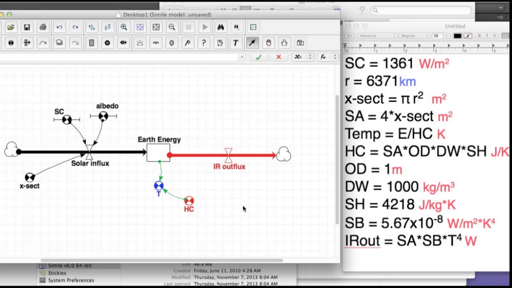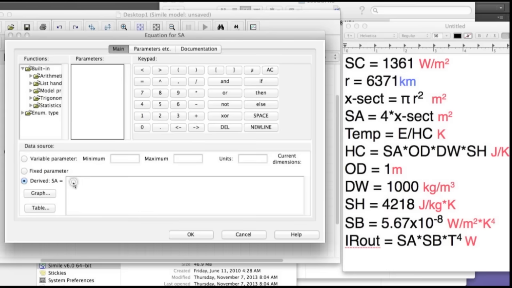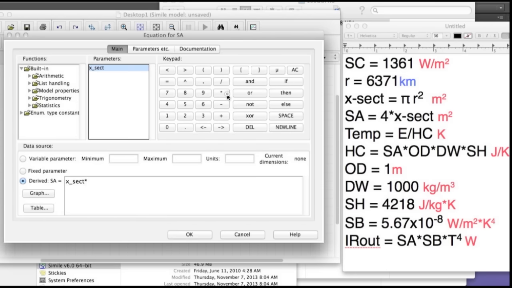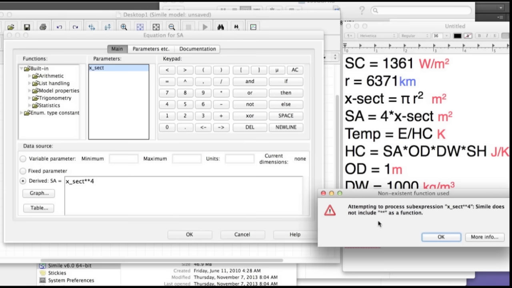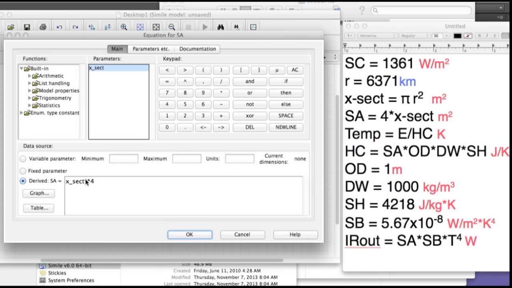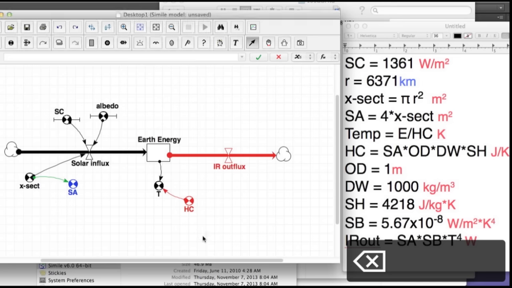Okay. Now, heat capacity is a little more complicated. It's surface area, ocean depth, density of water, specific heat of water. So let's just see, we've got the cross-sectional area here, but it influences the surface area. It's 4 times the cross-sectional area. So surface area I'll put over by cross-sectional area and compute it real quickly. Say that surface area is equal to the cross-sectional area times 4. Okay. I need to take away 1 multiplier. Yes, always make sure you got everything followed right.